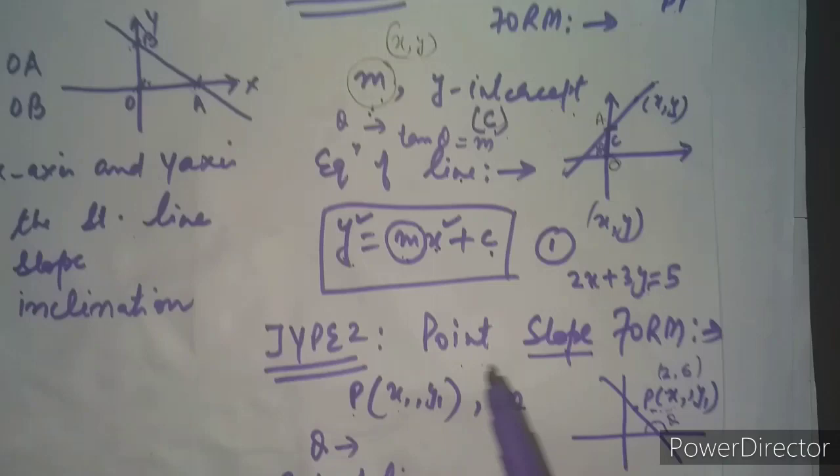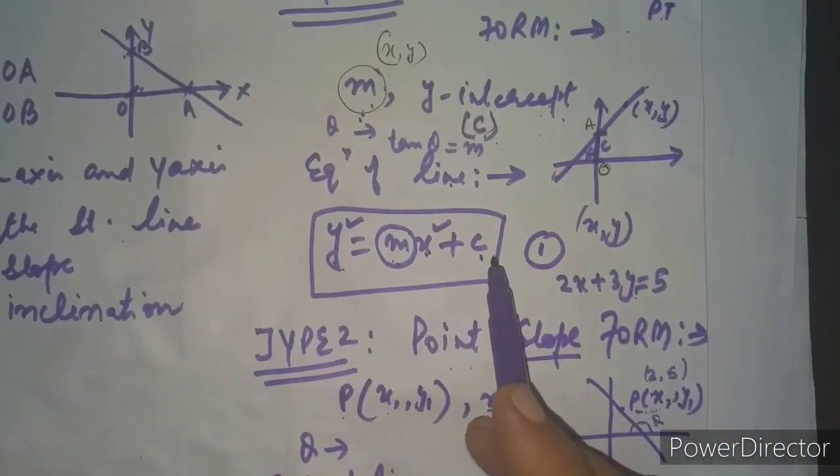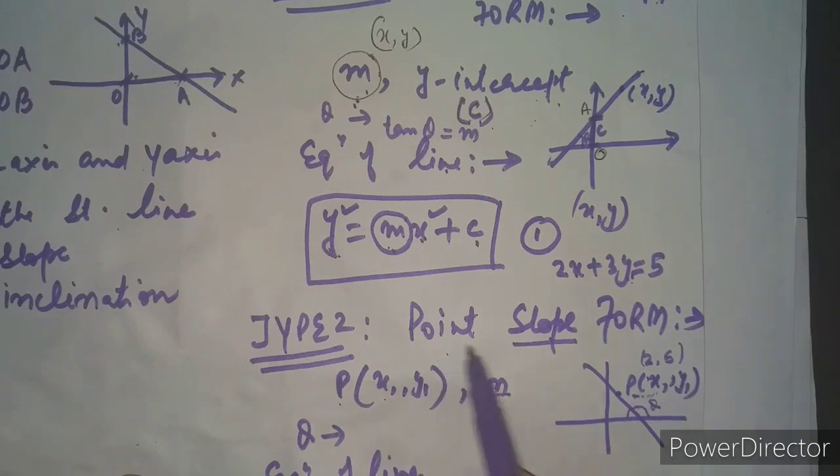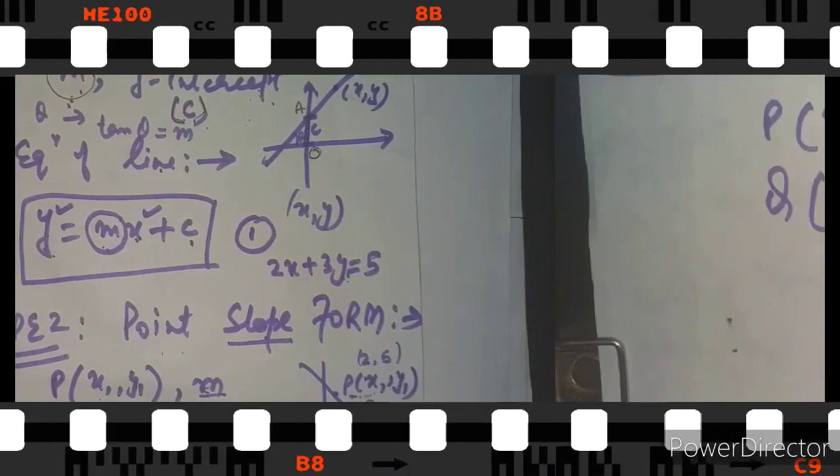So this is our second type. Again see, the first type was the slope intercept form. Its formula is y is equal to mx plus c. The second form is the point slope form. Its form is y minus y1 is equal to m into x minus x1.